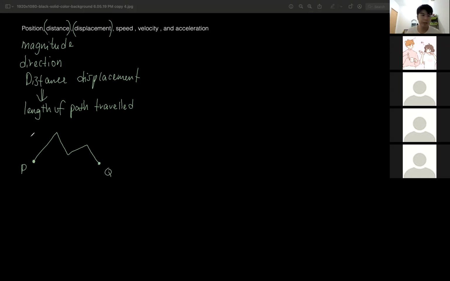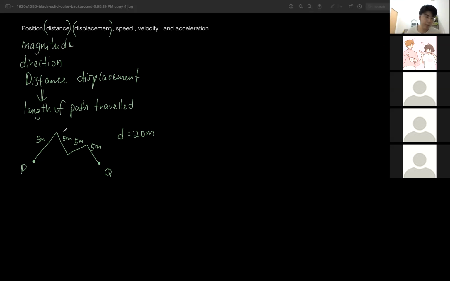You take the path, right? So you measure the path here, maybe 5 meter, 5 meter, 5 meter, 5 meter. Then you just add up the length of the path taken, 20 meter. Now, if I ask, what is the displacement of the object?